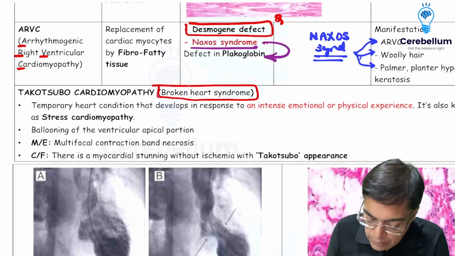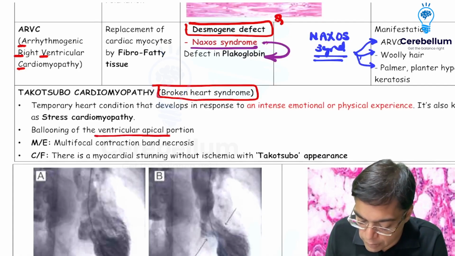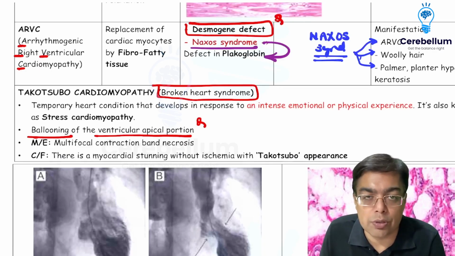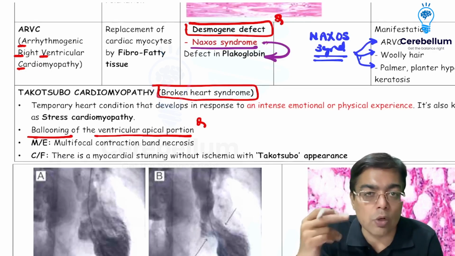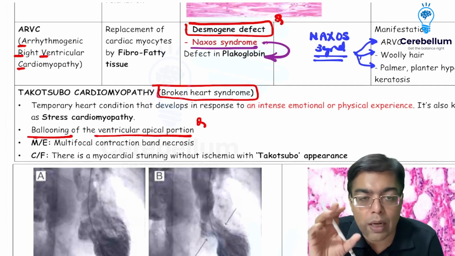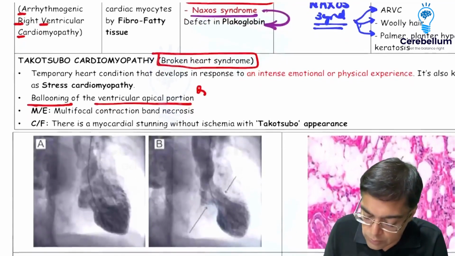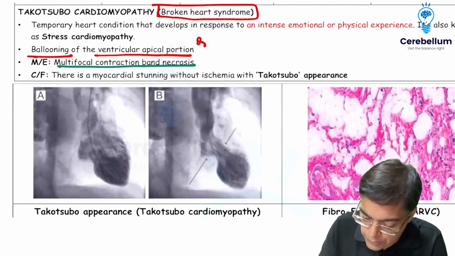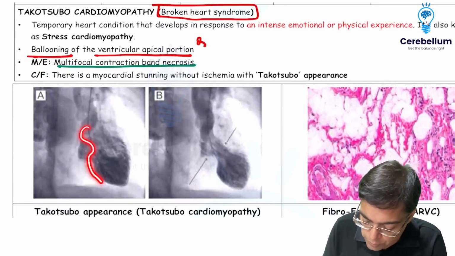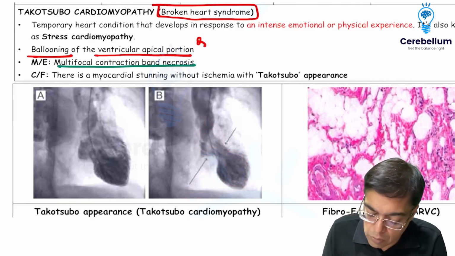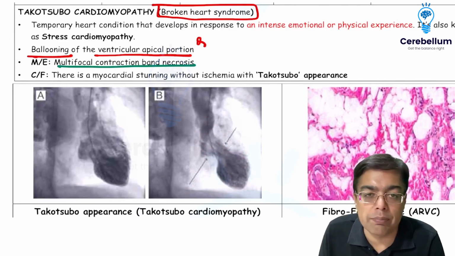Typically, what is going to happen inside the heart is that the apical portion of the ventricle is going to be affected, and there is going to be a ballooning of the apical portion. So extreme stress causes release of lots of catecholamines, and the apical portion of the ventricle is affected. It is going to get ballooned. At a microscopic level, it is associated with multifocal contraction band necrosis. The shape of the heart is going to appear just like a net in which an octopus is being trapped. That is what is given the name of Takotsubo appearance. And the microscopic finding is multifocal contraction band necrosis.